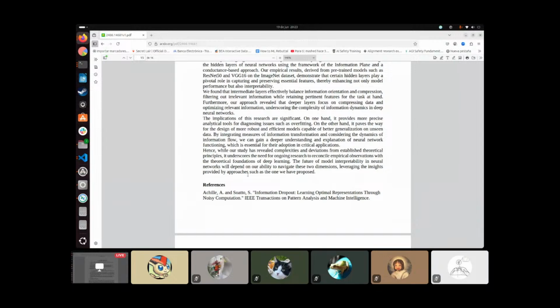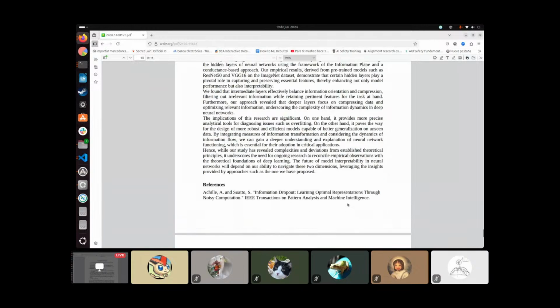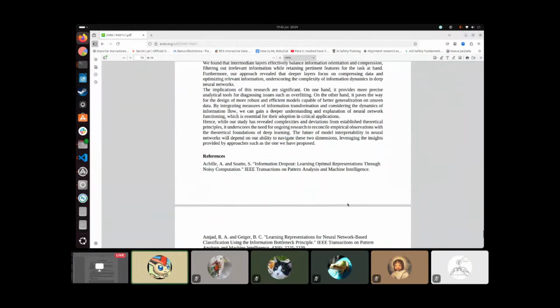understand it. But by integrating measures of information transformation and considering the information flow, we can gain a deeper understanding and explanation of neural network functioning, which is essential to the adoption in critical applications. Yeah, but I don't think you are going to actually. Maybe, but this feels like the kind of thing that you say to say that your paper is useful, and I'm not sure that this whole metrics thing actually got to anything super interesting.